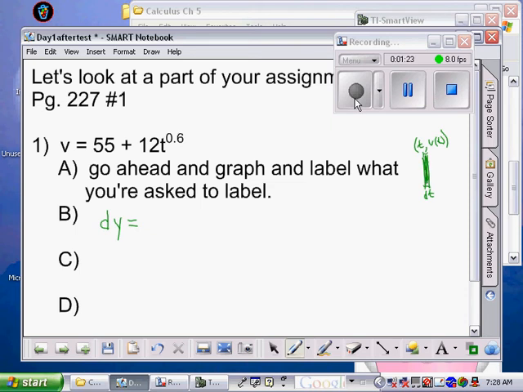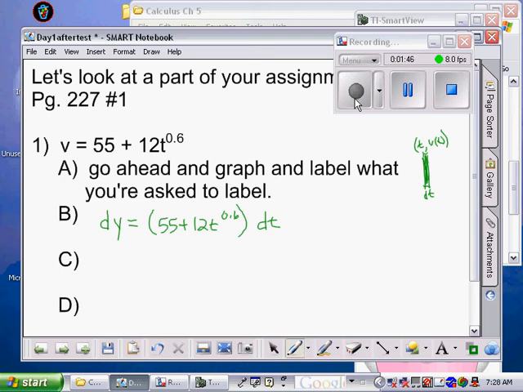So it's our v of t, which is 55 plus 12t to the 0.6. That's the height of it. What's the width of it? dt. That's all it's asking for there. He just gets a little wordy and carried away.